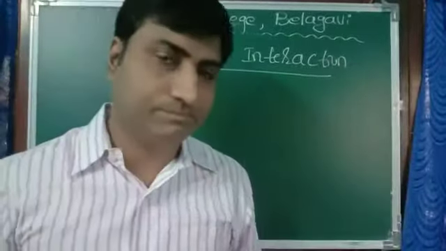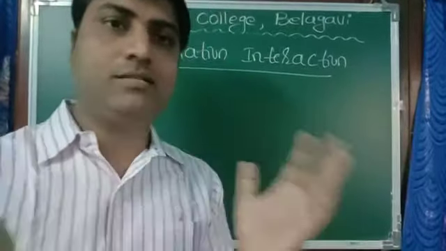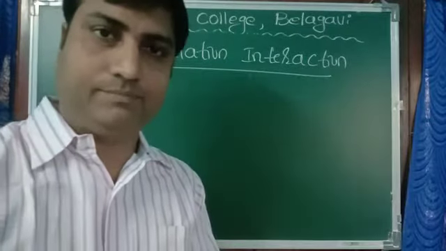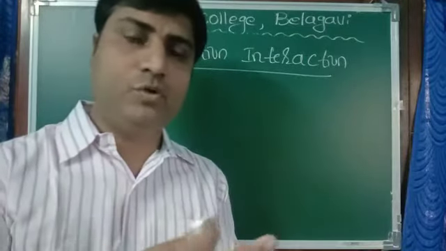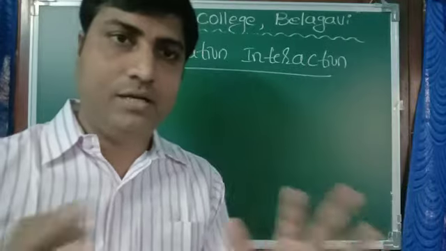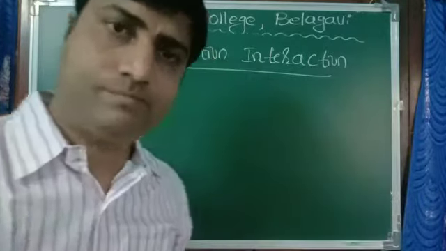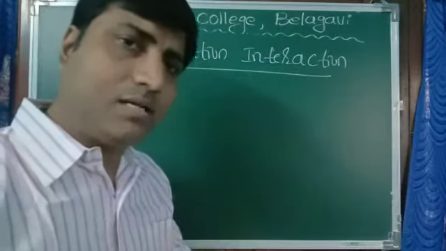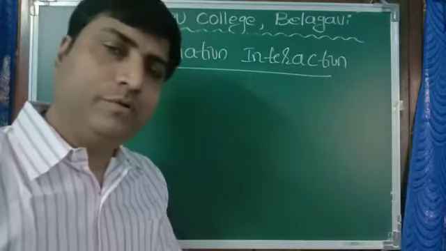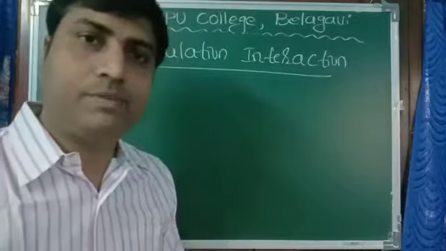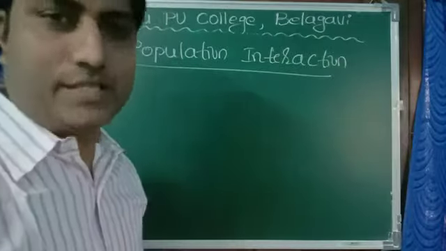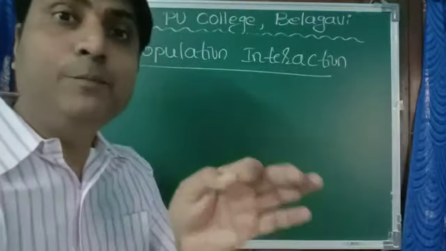Population interaction is another concept that occurs in the surrounding environment. You take forest, you take grassland, you take desert. There are many organisms of different species living together, and between them occur several interactions. We'll study some of such interactions. The first interaction which I want to discuss with you is mutualism.